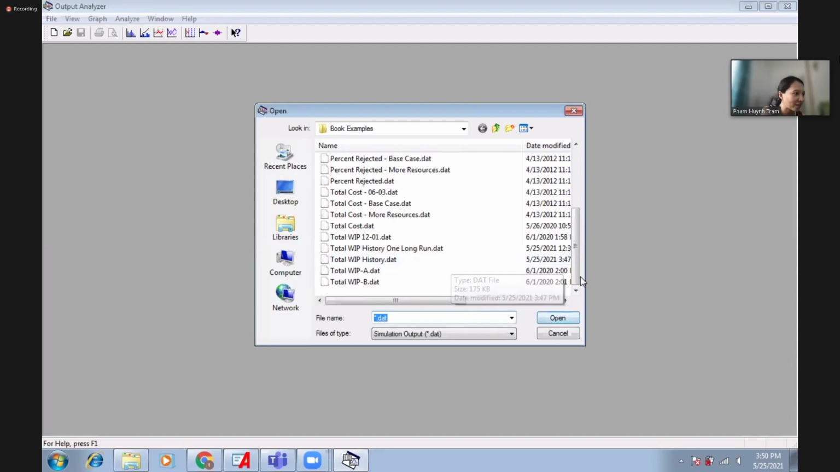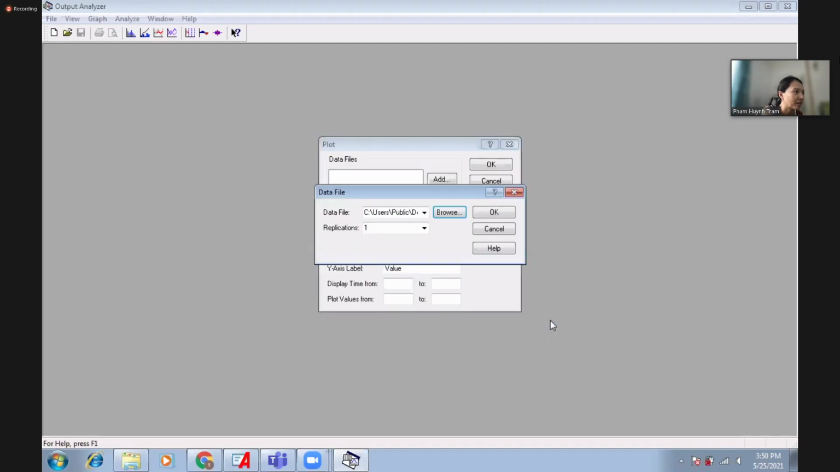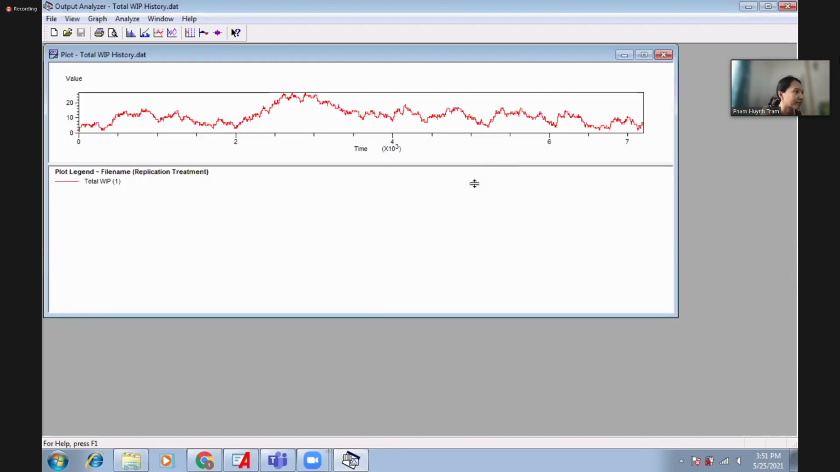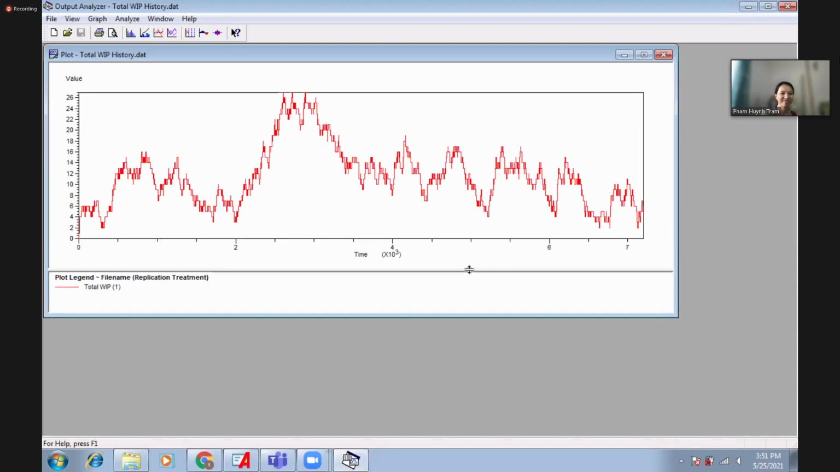And you can look at the time here. It was just recorded recently at 3:47. We just ran it. Okay, so I open this file. All right, so you can plot. We have 10 replications for that data file. If we plot only one replication, let's see how. All right, so this is the total width for the first replication.